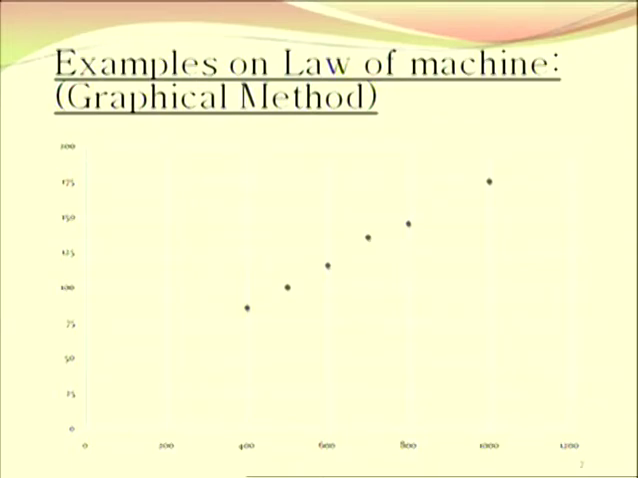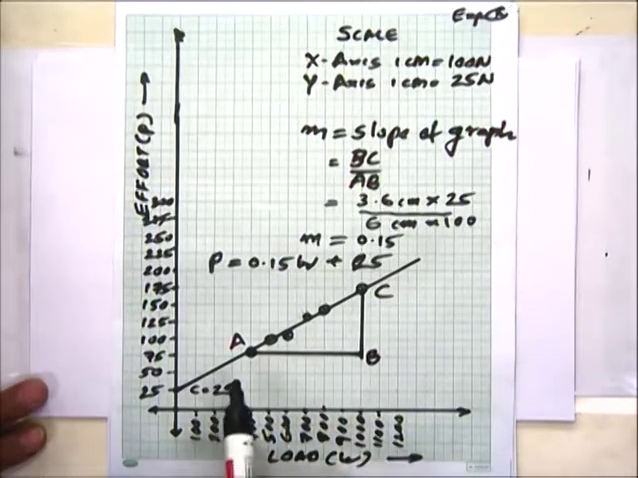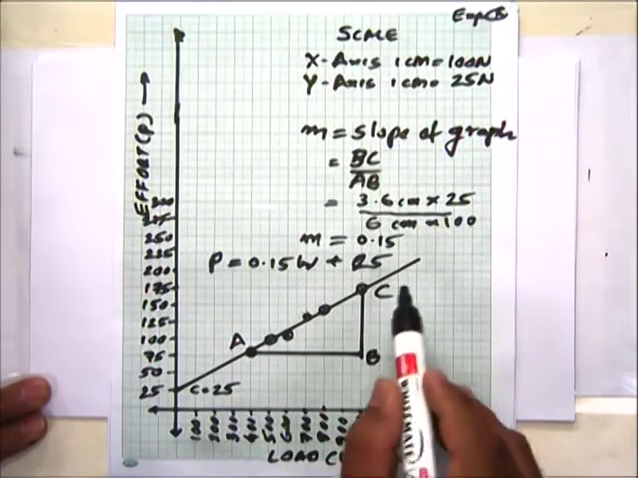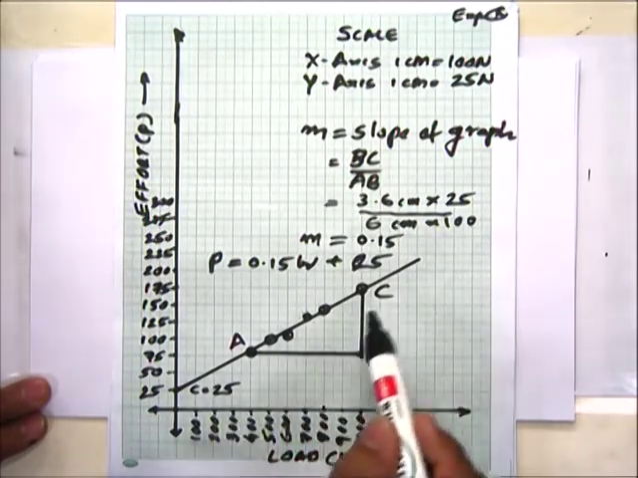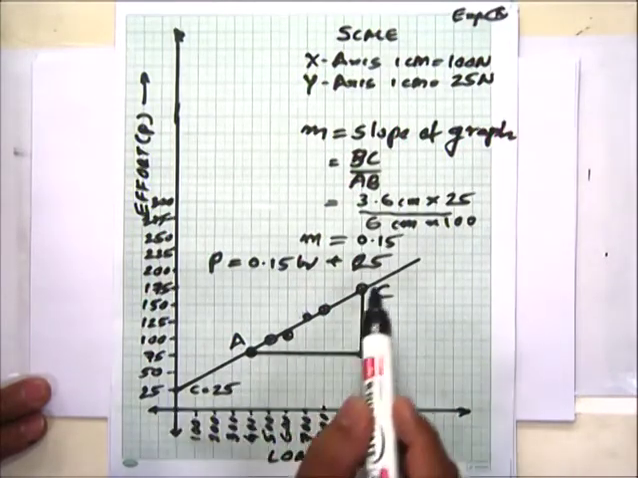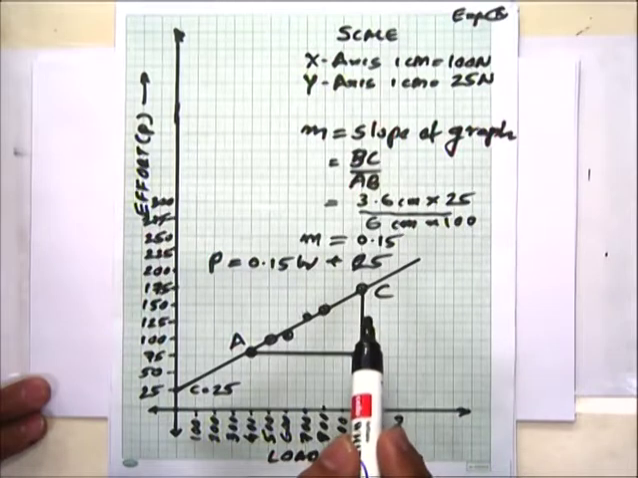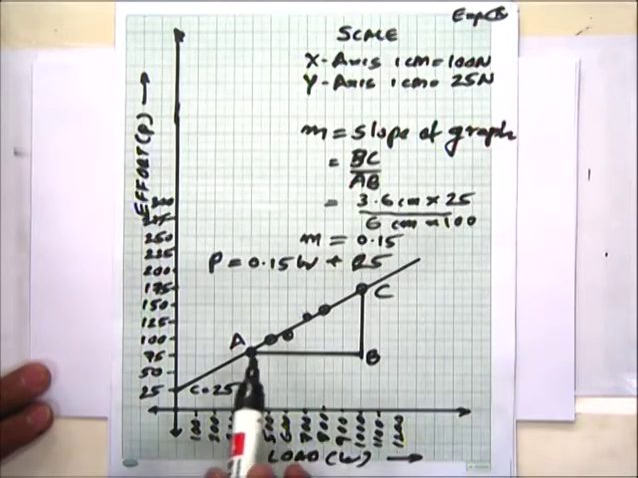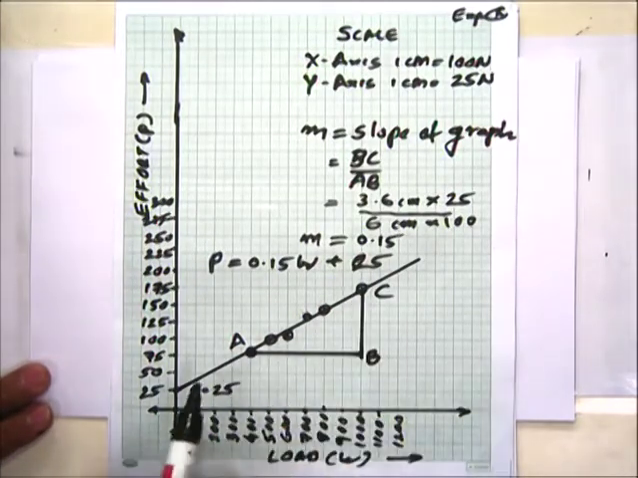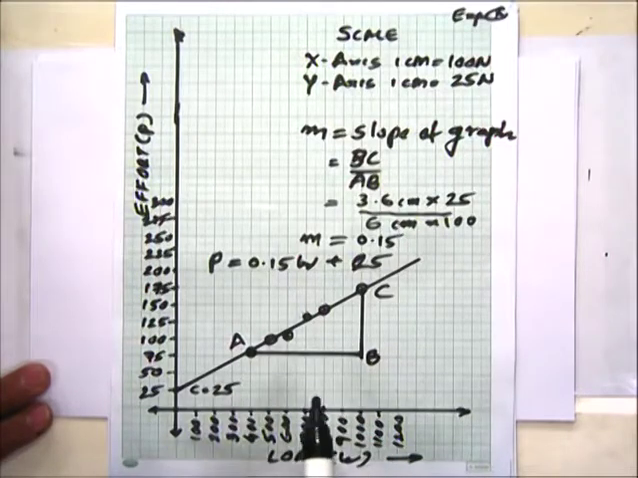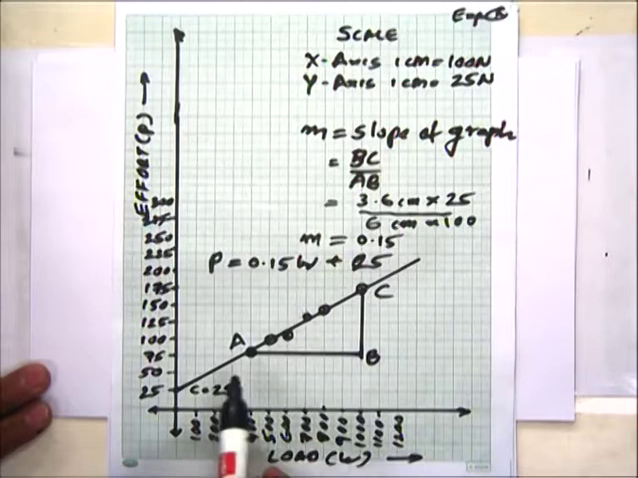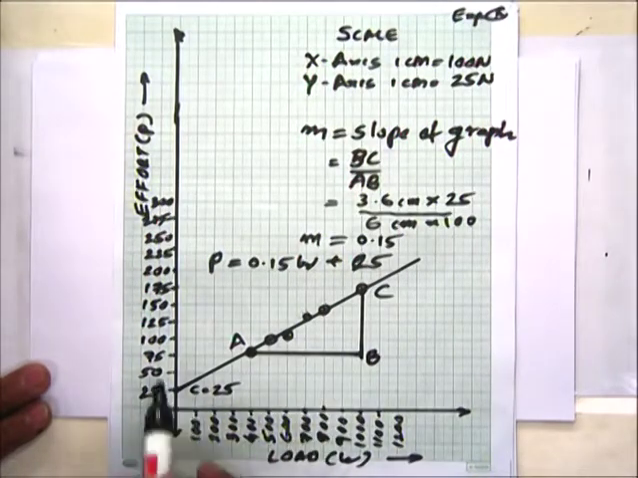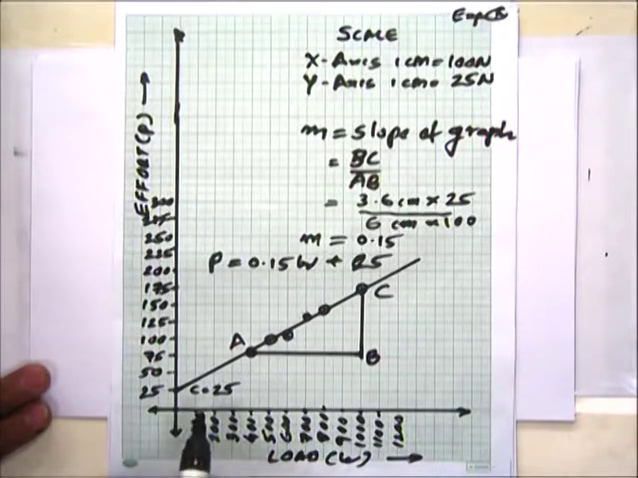So here in the graph we have various points on graph paper. We have to draw a straight line passing through the maximum number of points, that is shown here. That graph is known as the law of machine. Now graphically, for that purpose we need to find out the slope of this graph. For that purpose we can take any 2 points. Here points A and C have been taken on that graph. Intercept on y-axis gives us C. So in this graph we get an intercept of 25. So constant C is 25.